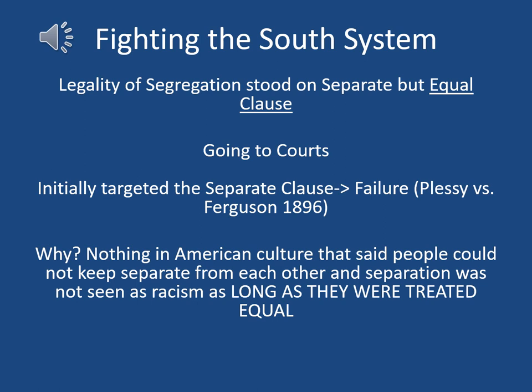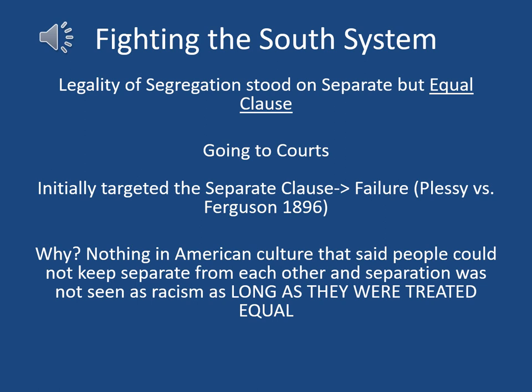When African Americans and their allies targeted initial segregation laws, they went after the separate clause, saying that mandating separate services for people based on their race was illegal under the Constitution. This policy failed, and with Plessy versus Ferguson in 1896, the Supreme Court ruled that separation is actually completely legal under the Constitution, as long as the amenities provided to the two separate groups are equal. So it's separate but equal.